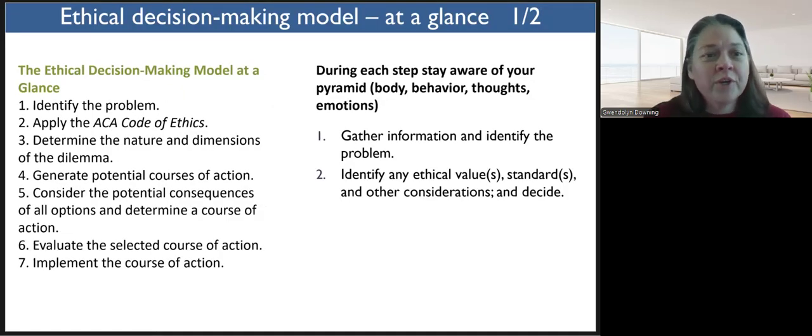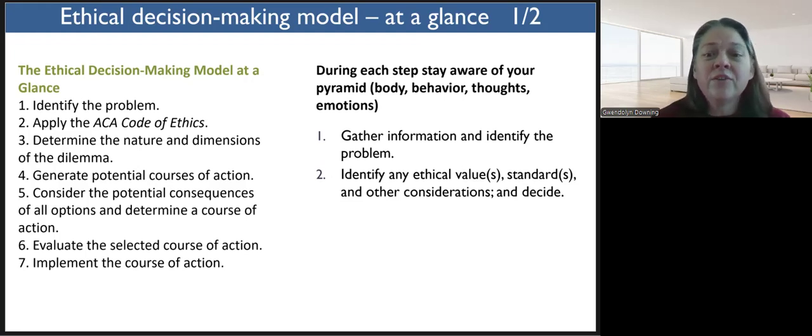Okay, so we're going to go through the comparison and I'll give a brief explanation of each step as we go. And to orient you to the slides, the original at a glance is on the left and the adapted is on the right. So the first difference is before we get into the steps, I added during each step, stay aware, not away. That's opposite what we want to do. Stay aware of your pyramid: your body, behaviors, thoughts, and emotions. And here's your knowledge check thought question. Why is that important? Okay. And I'm not giving you an answer for that one. That one's one for you to think through.